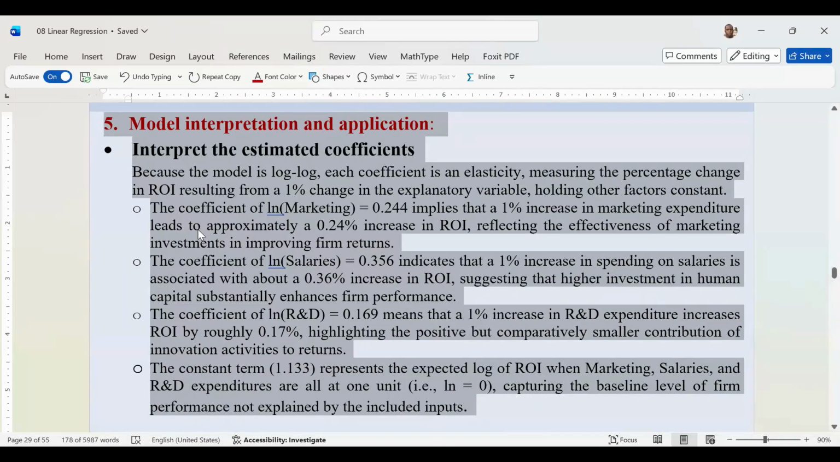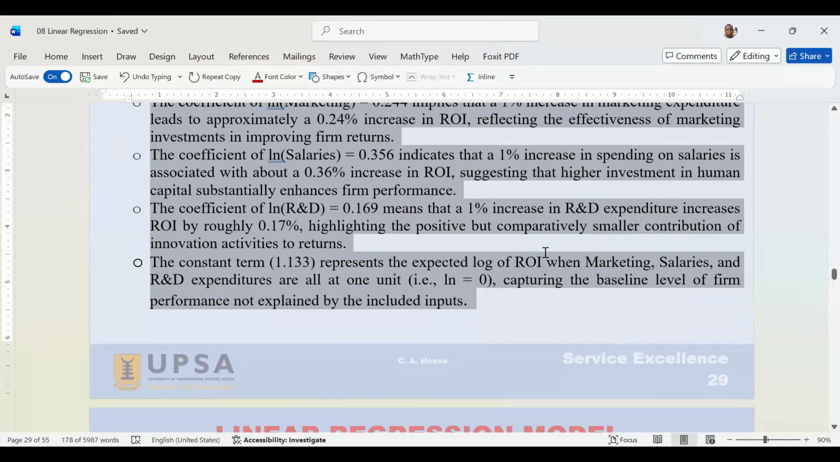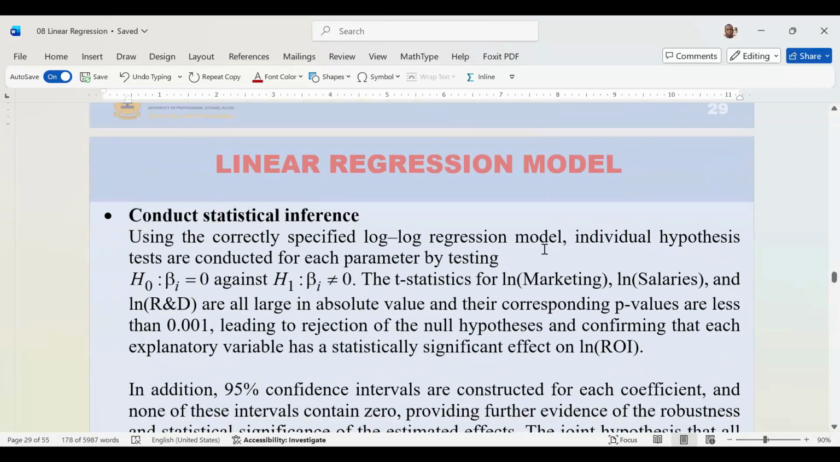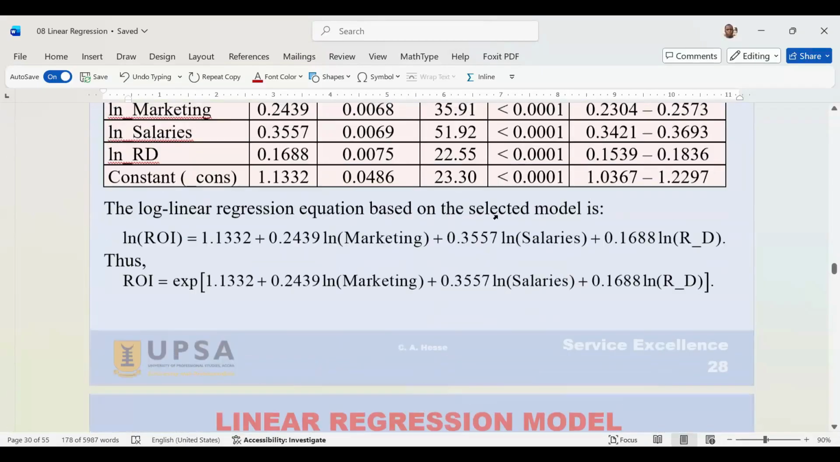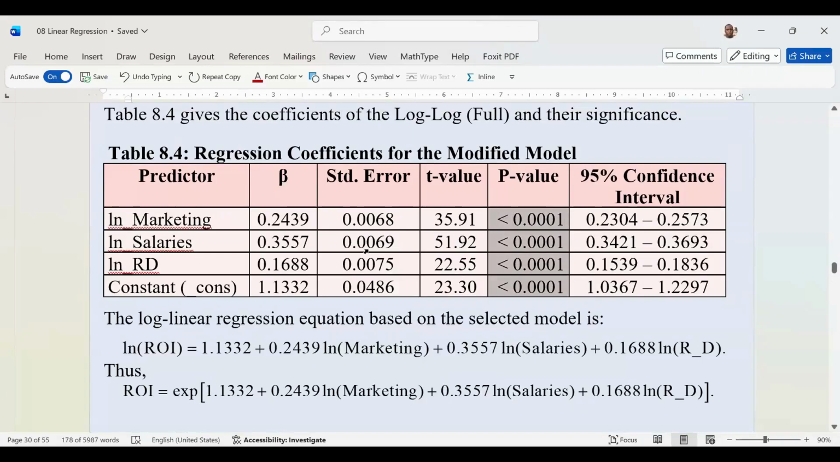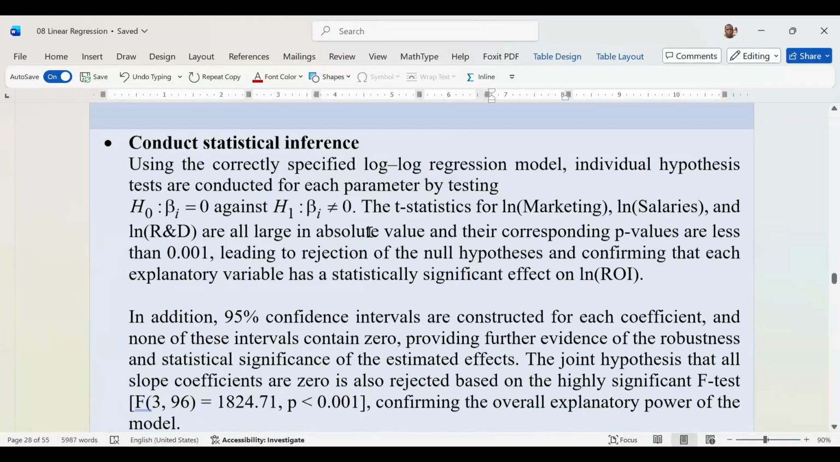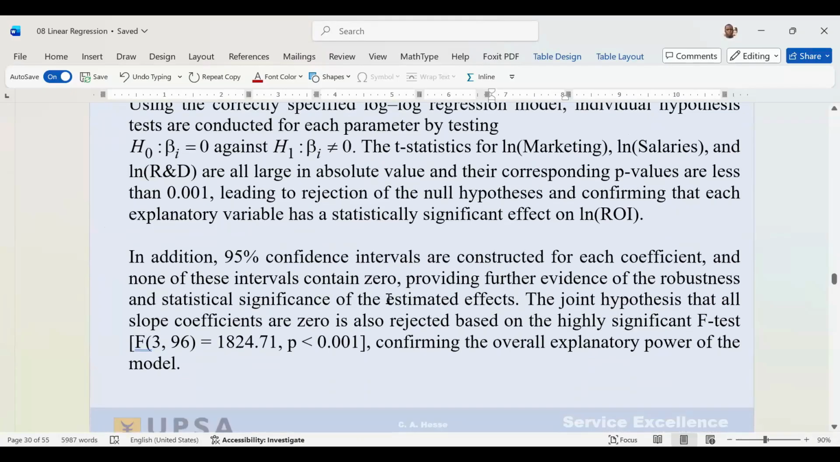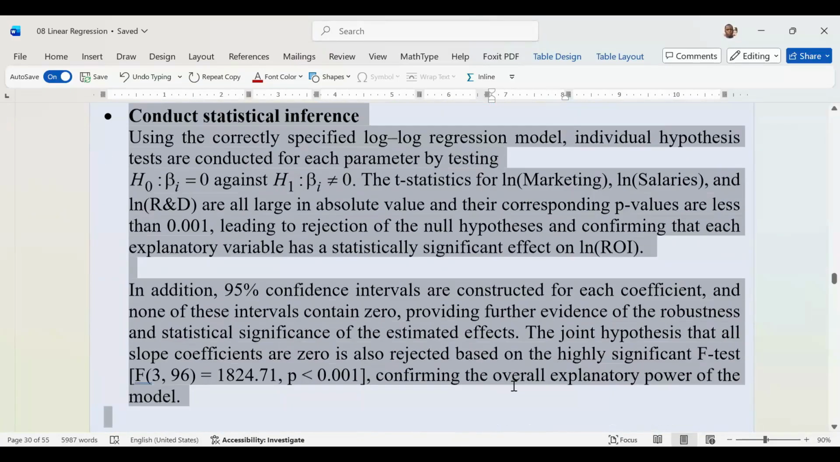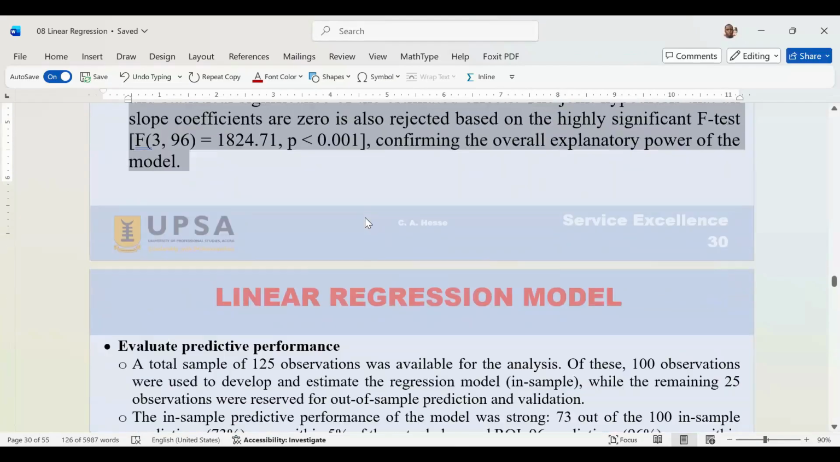I said that because it's a log model, the gradients define elasticity. We can also conduct statistical inference on the distance. And almost all of them are significant when you conduct them, because all the p-values for all the coefficients are less than 0.005. So the inference test shows that all of them are significant. That's what I've done here. Conduct statistical inference for all the estimates. So all of them are significant.